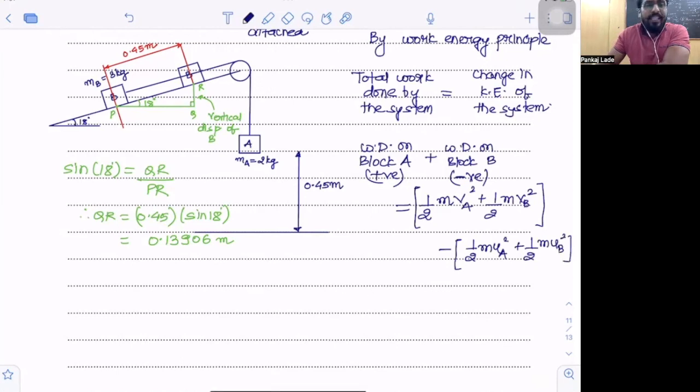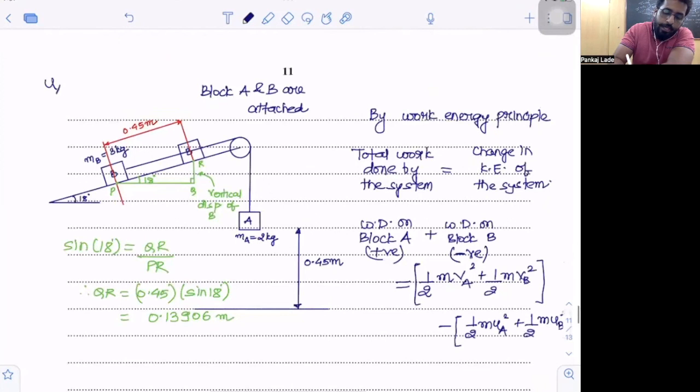Now tell me, what are the initial velocities of A and B? So ua and ub, both of them are going to be equal to 0. The initial velocity of the system is 0. The system is not in motion, right? So ua and ub, both of them are equal to 0.